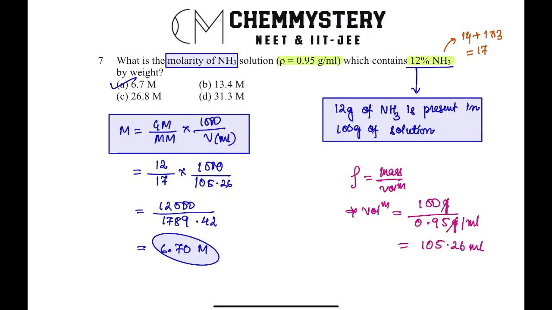So this kind of thing we need to decode and find out. This kind of question we have already seen in the last part also. Whenever percentages are given, make it out and then put the values accordingly. So 12 gram will be the given mass, 100 gram will be the mass of the solution, density was given, and we have calculated the volume. In that way, by substitution we get the answer.